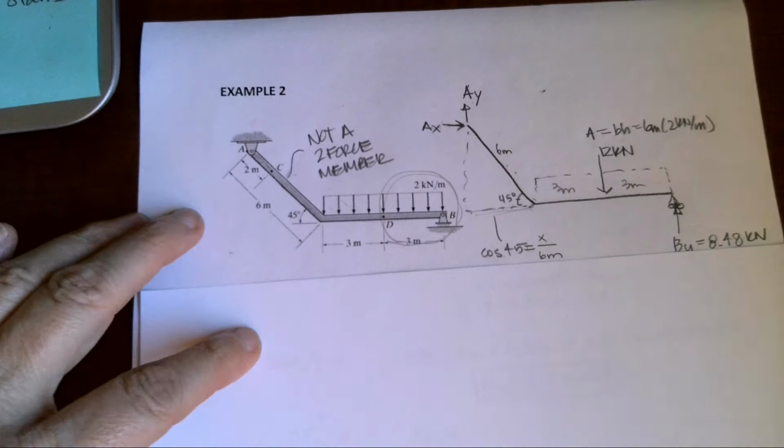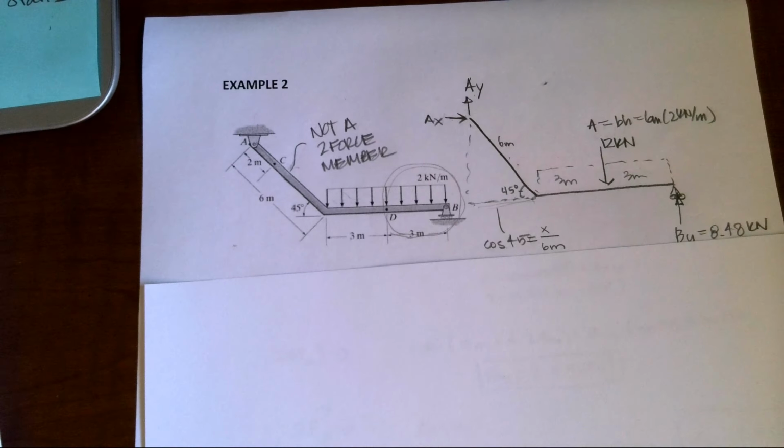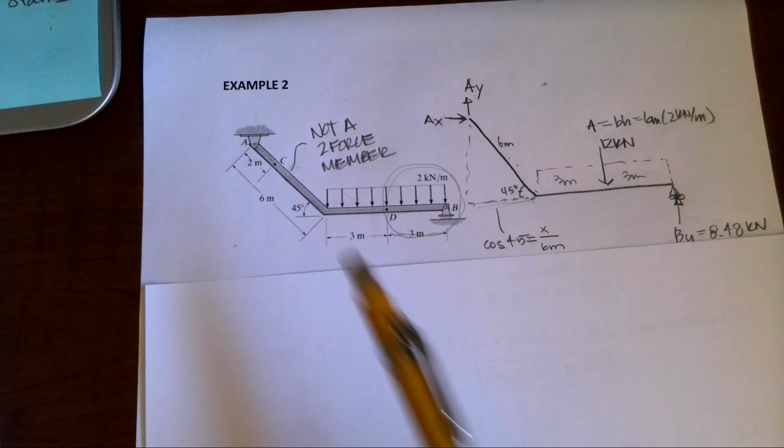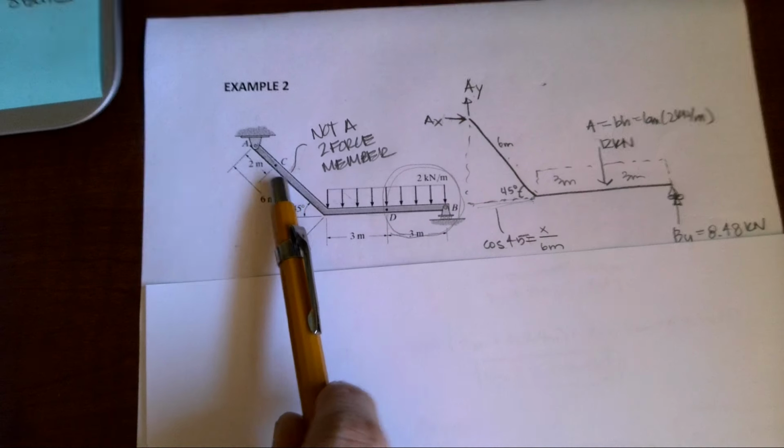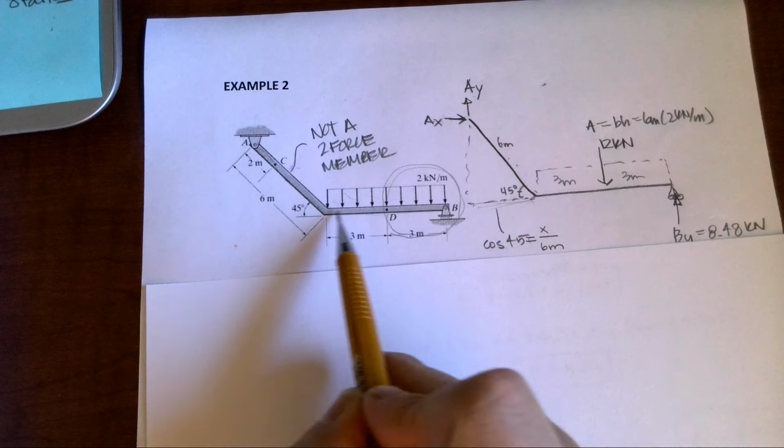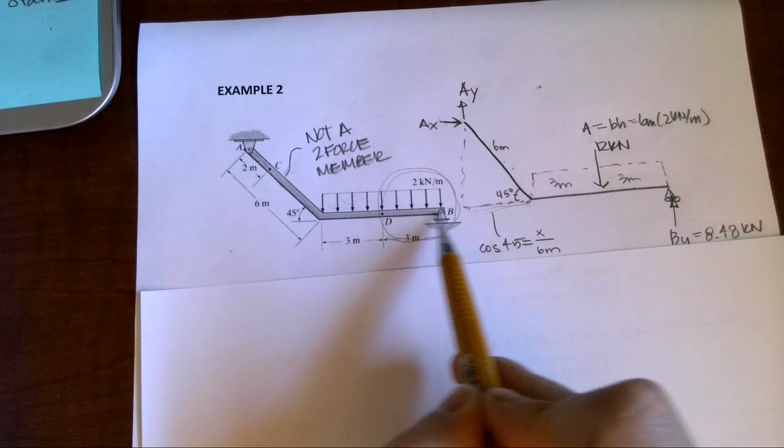With example number 2, I'm going to try to speed these up a little bit. I think most of you are fairly comfortable with finding reactions. So we have a simple frame here that has a pin at A and a roller at B. When I draw my free body diagram, it's going to show my pin at A and my roller at B. And I want you all to take note: this is not a two-force member. This is one member that happens to have a 45-degree angle in the middle of it.